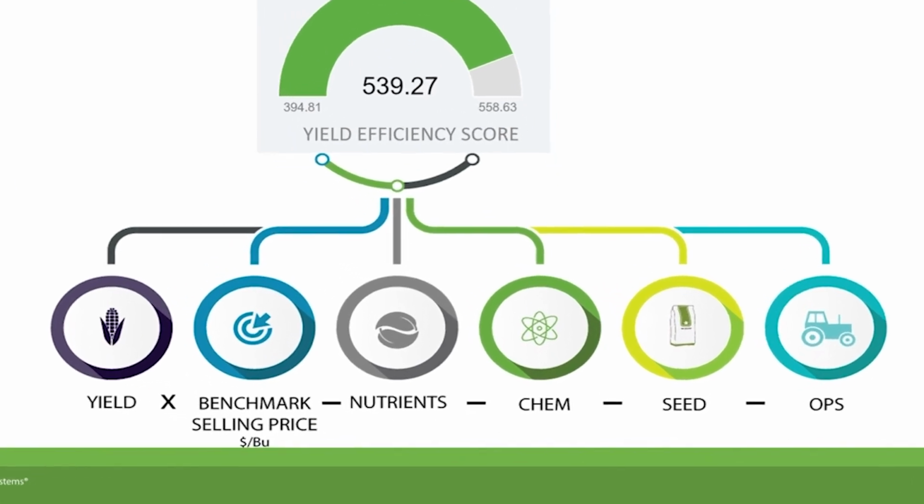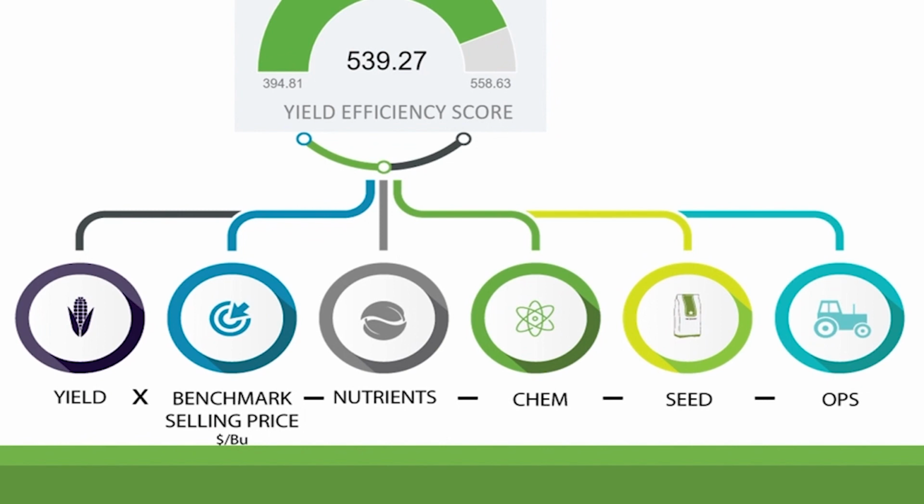Yield efficiency is the formula of your yield times the benchmark selling price that you set, minus what you invested in nutrients, chemicals, seed, and field operations. Yield efficiency is your dollar per acre return to land and management. It's what's left to pay yourself and your land cost. The higher the score, the better.